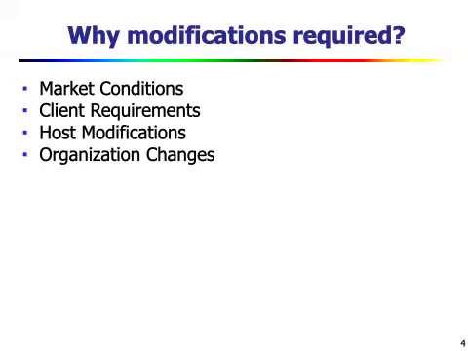Last is organization changes. Organization changes means if there is any kind of business level changes at the client end, such as reduction of organization strength, acquiring another company, organization venturing into new business, or such kind of changes, they may require the modification of the software. Okay, so that is why the modifications are required by the customers.